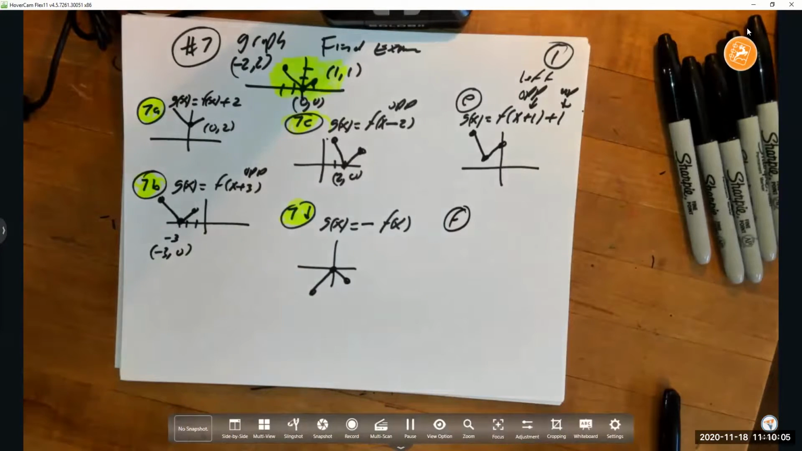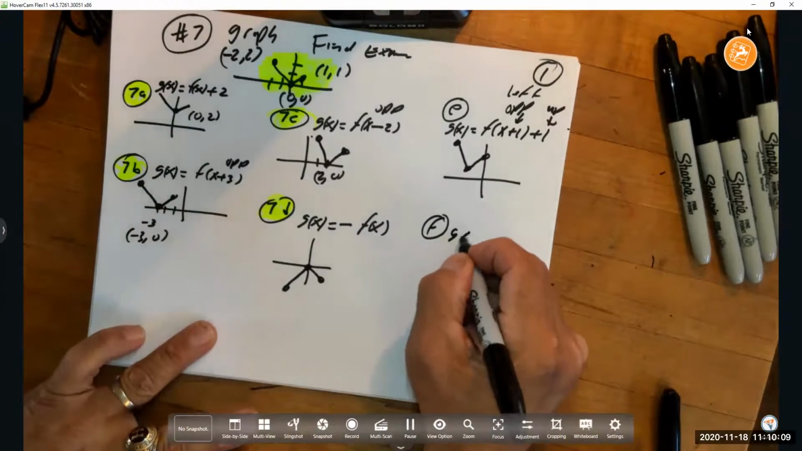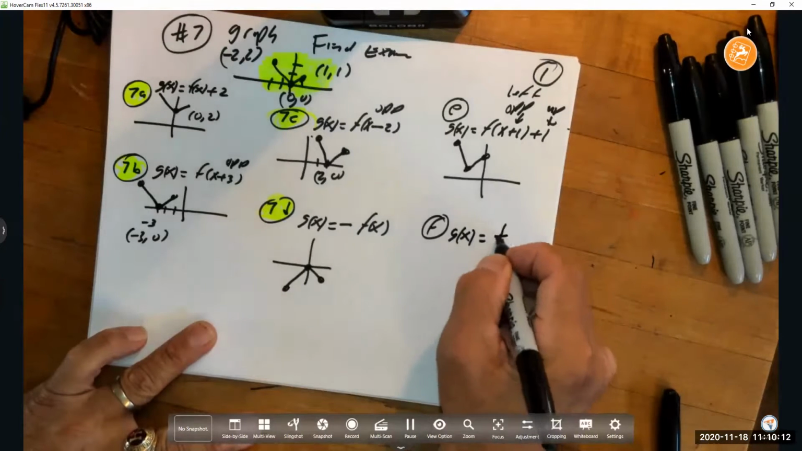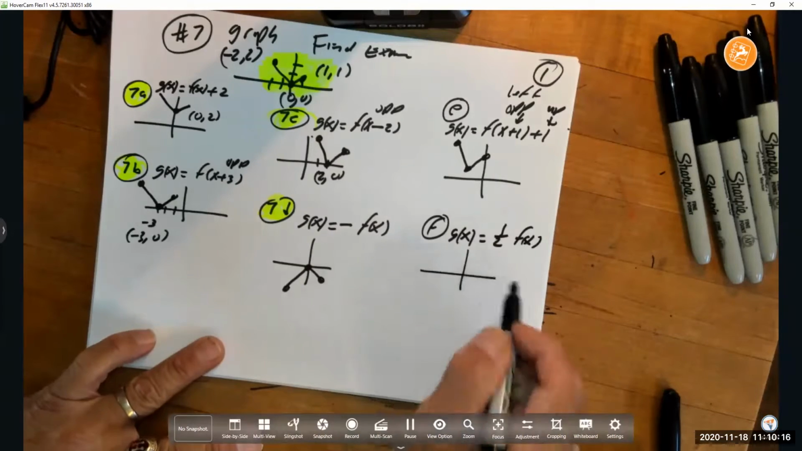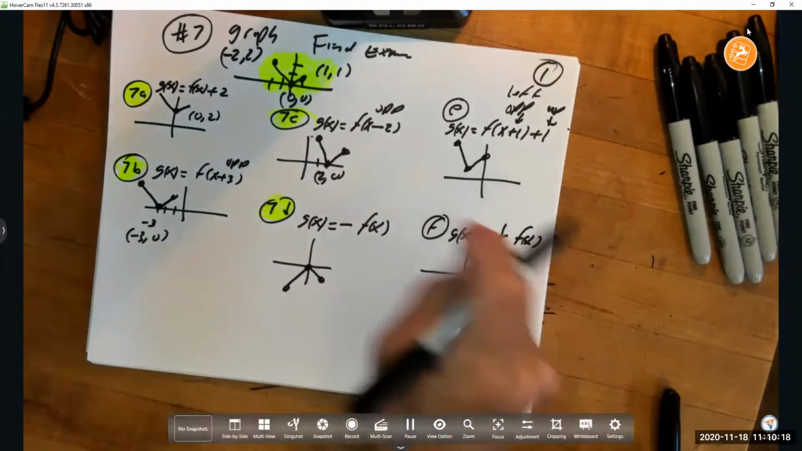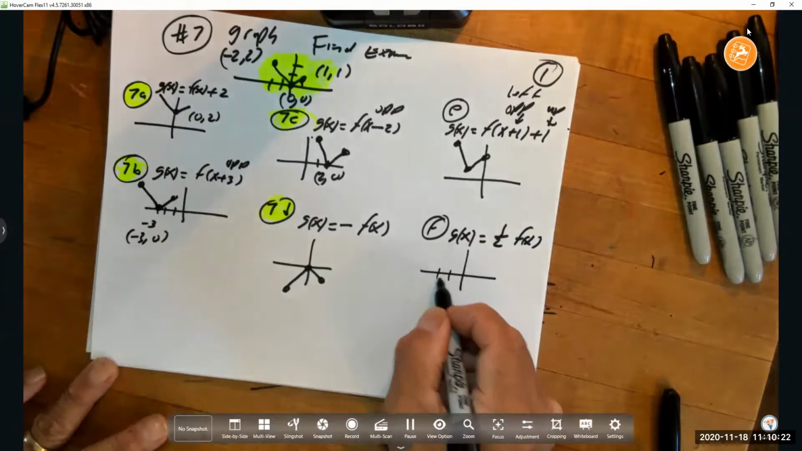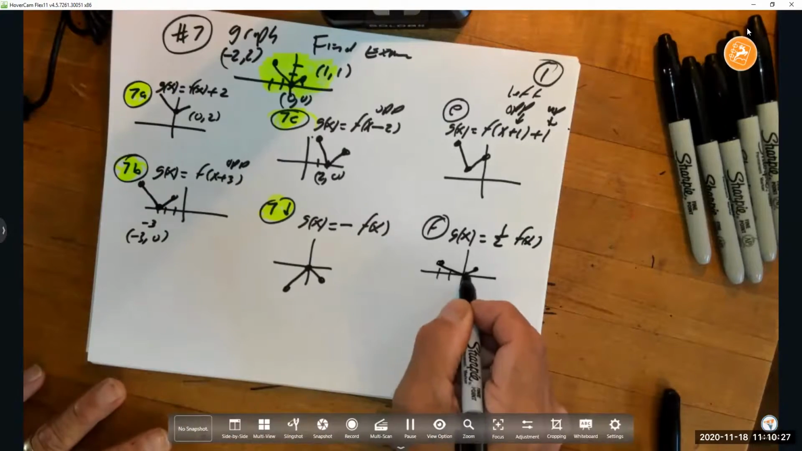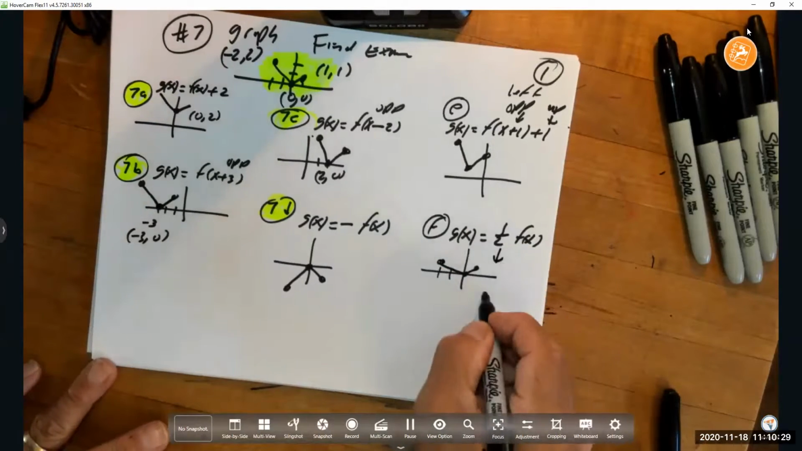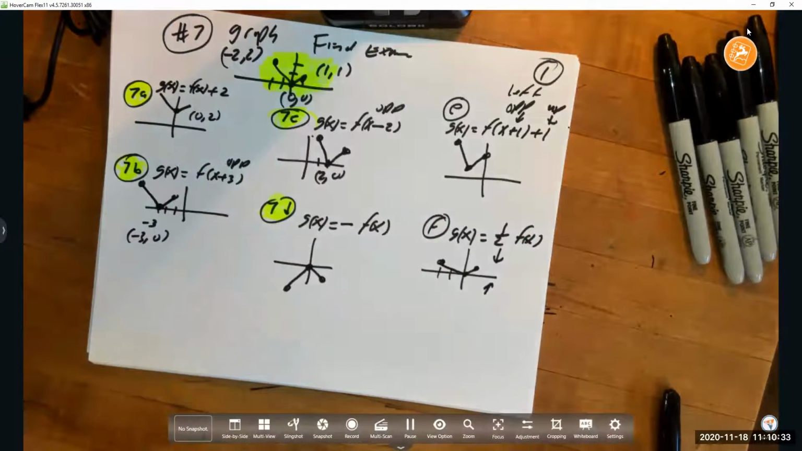A, B, C, D, E, F. Okay. Let's say g of x is going to be 1/2 of f of x. What's going to happen to the graph now? So 1/2 of x is going to squeeze this graph down. That's all it's going to do. It's going to make it like this. It's going to squash it down like this. So there's a graph. It's going to squeeze it like this. Okay. A, B, C, D, E, F.